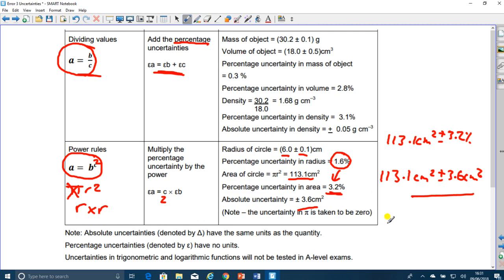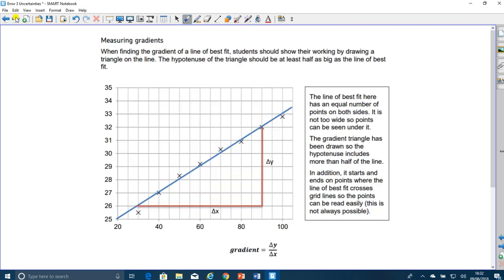We're not going to be asked to calculate uncertainties in trigonometric or logarithmic functions. And percentage uncertainties, it's worth noting that they don't have units. Percentage uncertainties do not have units at the end, because it's a percentage of whatever the value is.